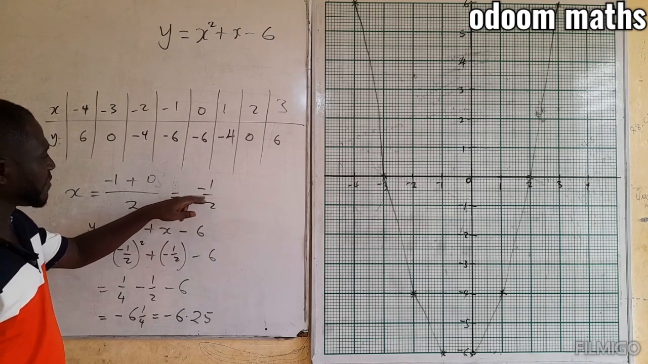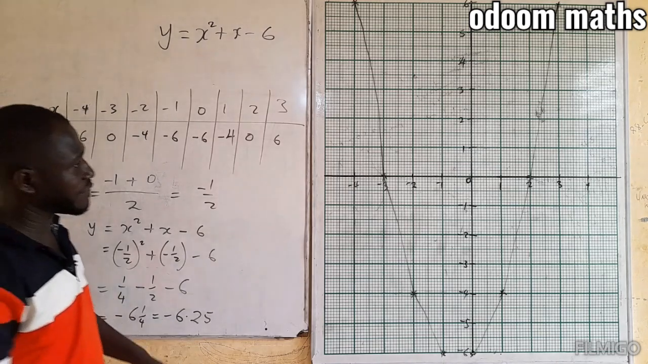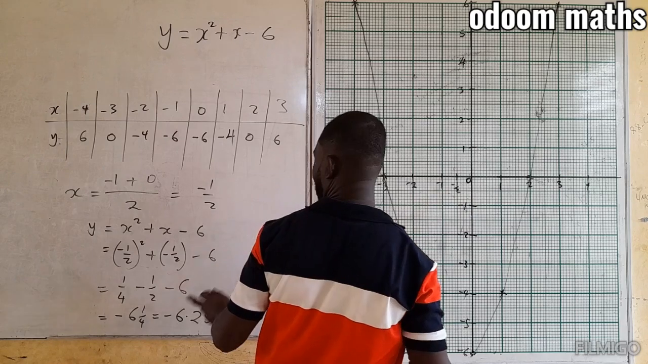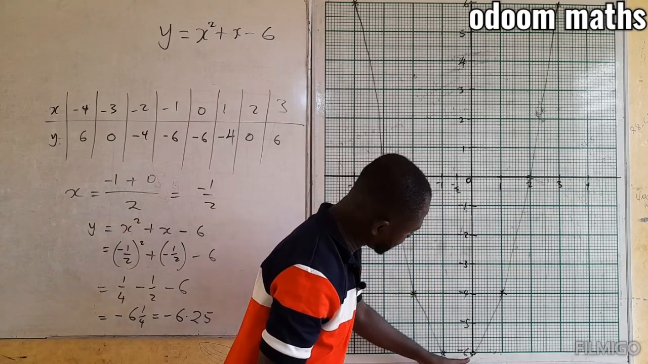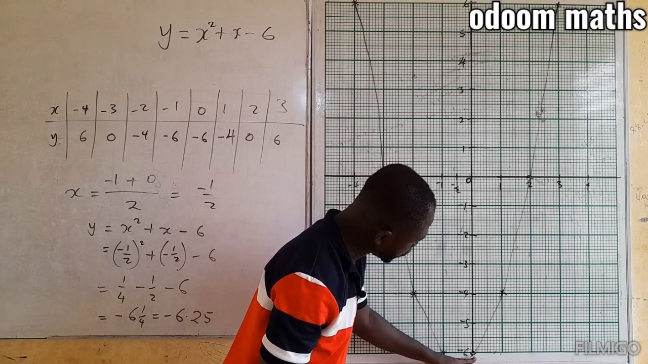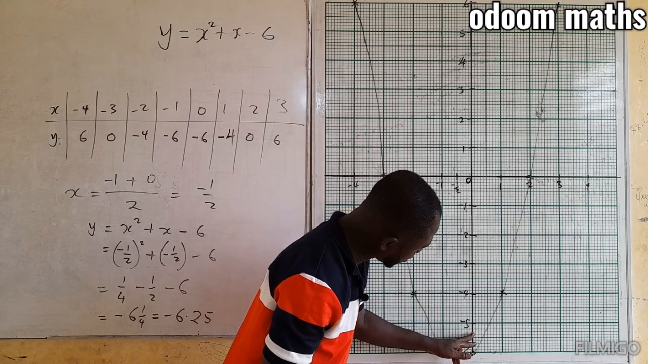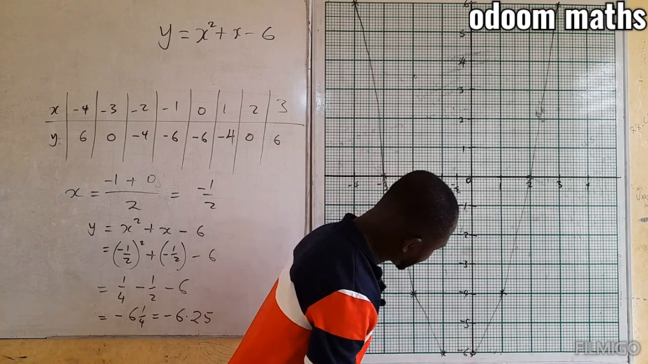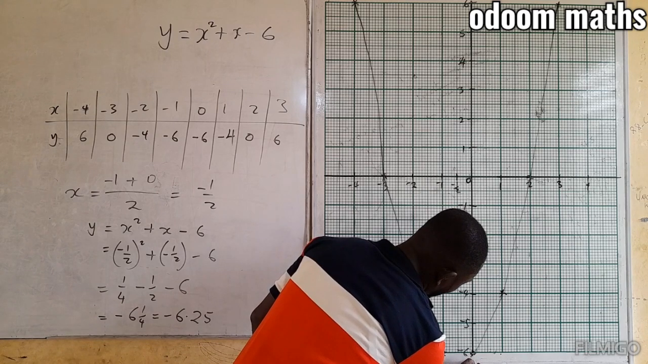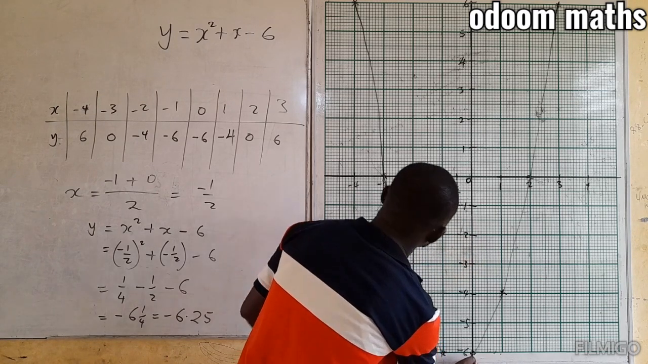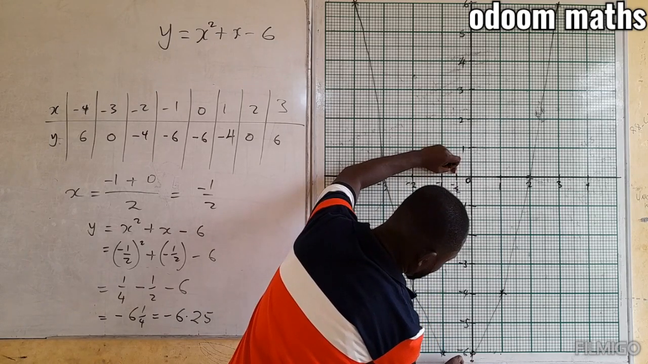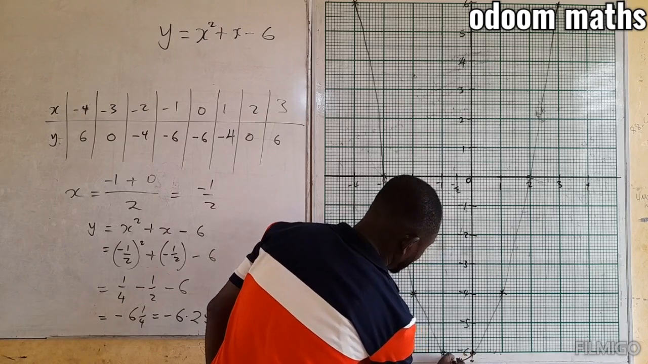Now the x value is -1/2. So the point is -1/2, -6.25. So -1/2 is here. For -6.25, if I am to go down, I divide the 10 boxes there into 4, and that is going to give me -6.25, which will be somewhere here. So the x component will make the thing meet at this point. Then we join this and join this one.